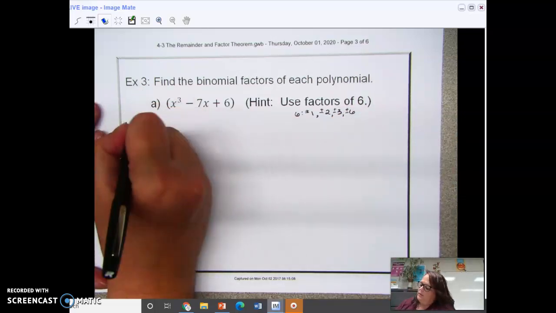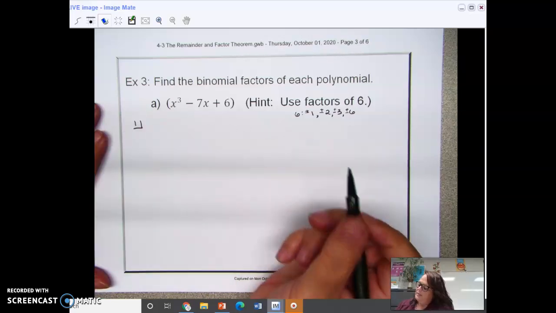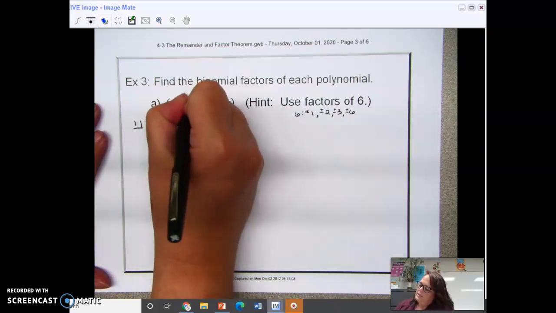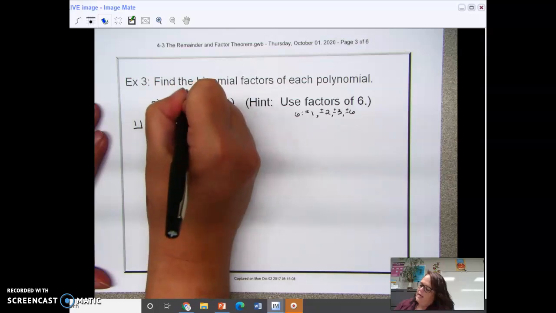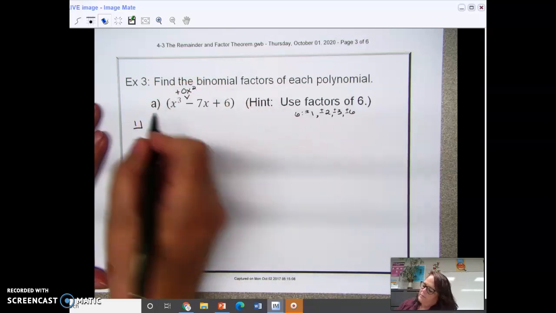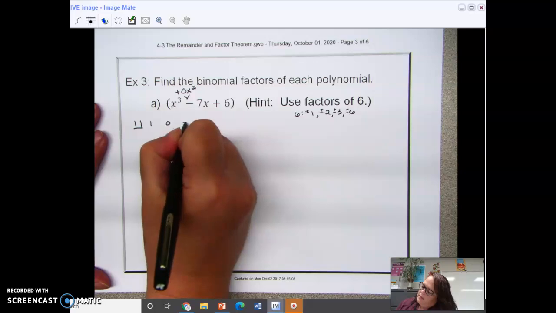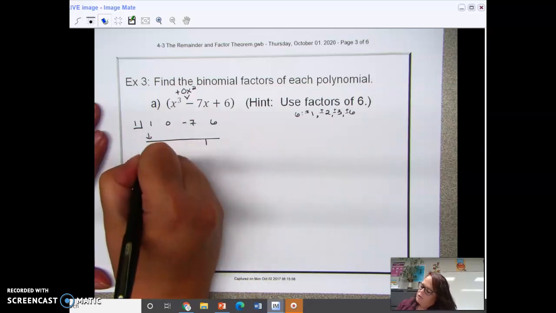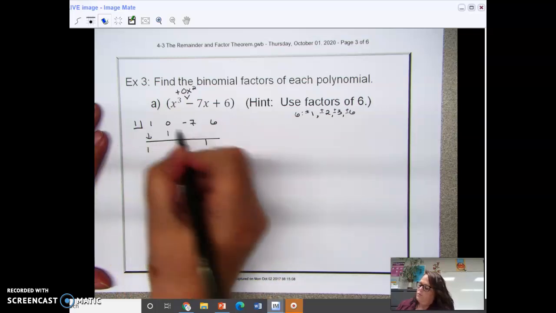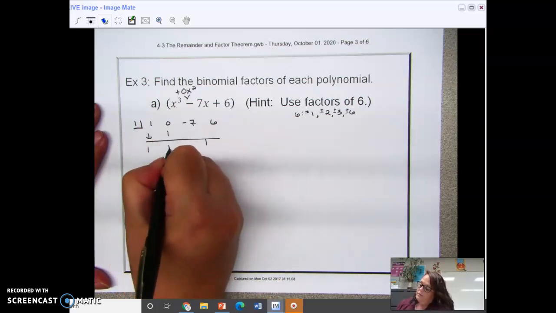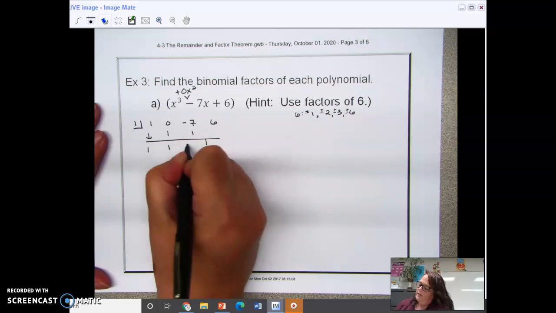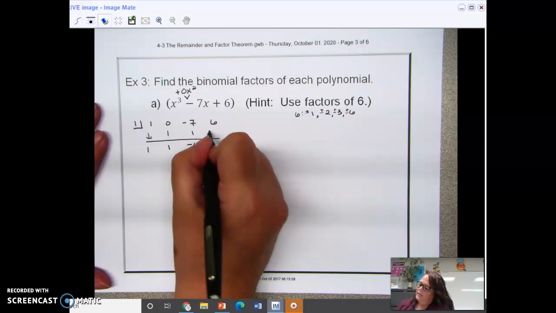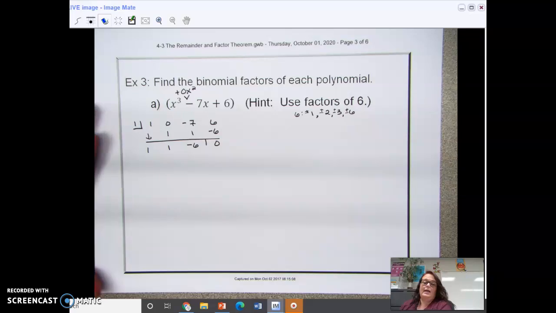So I'm going to pick one of these. Let's try 1 and see what happens. And I also notice I'm missing an x squared, so I have to add in a 0x squared here. So I'm going to have 1, 0, negative 7, and 6. So if I drop my 1, 1 times 1 is 1, plus 0 is 1, and then I get 1 here, negative 6. 1 times negative 6 is negative 6, and I actually got lucky. I didn't look at the answer, and I found the 0, okay?